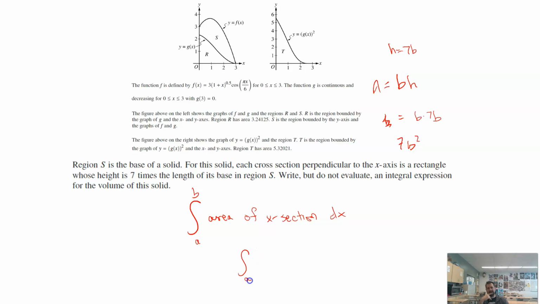So I've got the integral from a to b of 7 times, my base on every one of these is going to run from g of x to f of x. So if I want to find that distance, it's just going to be f of x minus g of x. And then we're going to square that. And we don't have to solve it. Our a and b in this case are 0 to 3. And so we're all done. You just have to have that written as your answer on letter C.